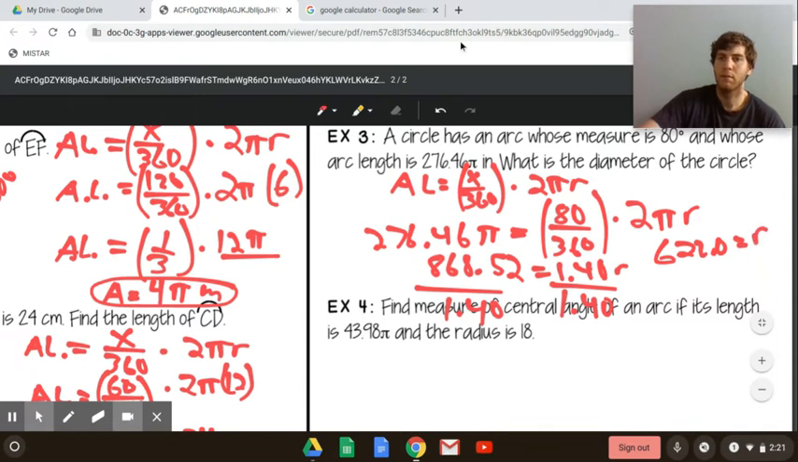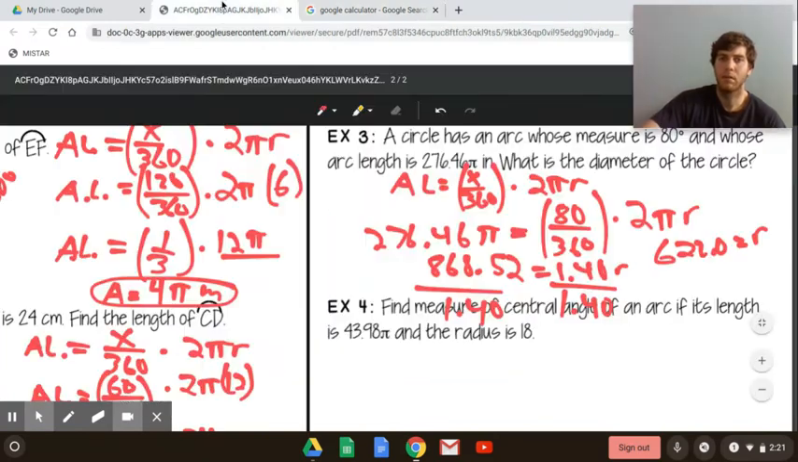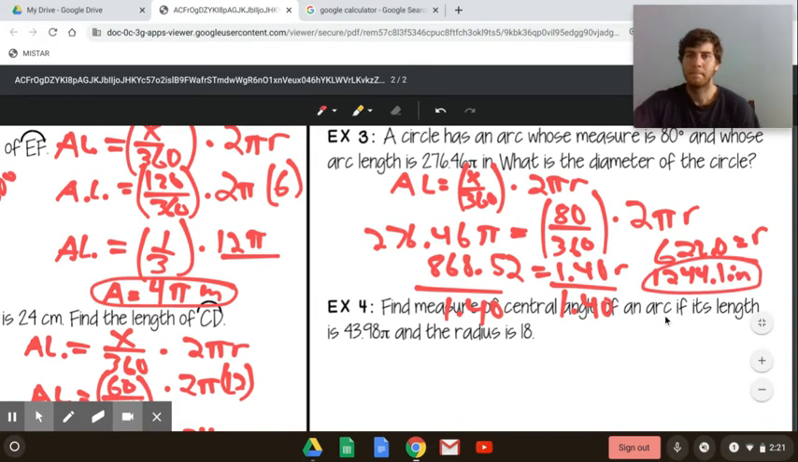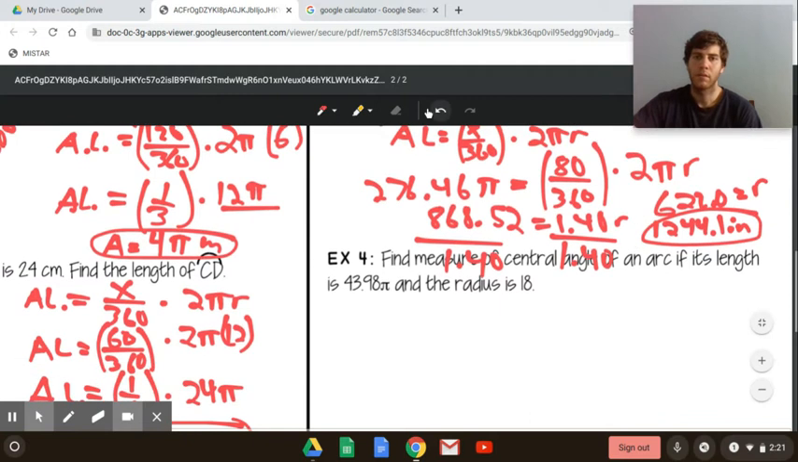Right? And we want the diameter, so we need to multiply by 2. So that's going to be 1,244.1 inches. That would be our diameter. Diameter is twice the radius. All right. And then our last one here. I'm going to delete this so we can read it.